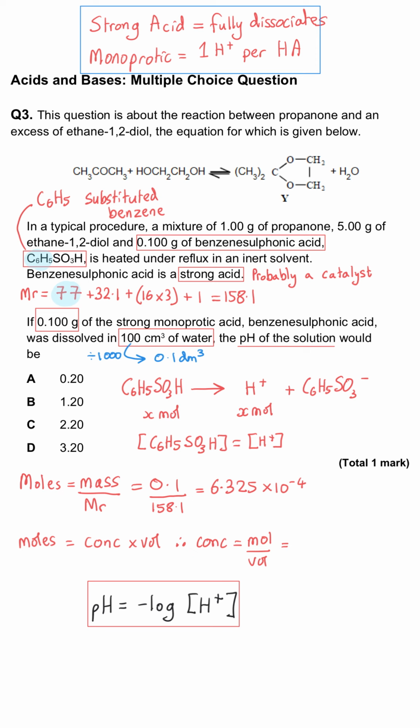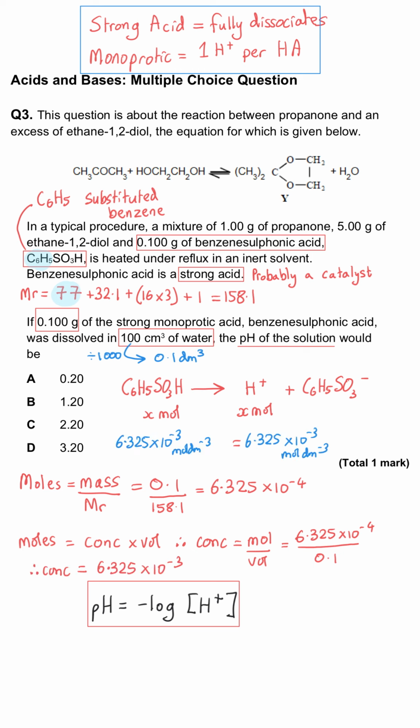So the concentration is 6.325 times 10 to the minus 4 divided by 0.1, which is 6.325 times 10 to the minus 3. That's the benzene sulfonic acid concentration, which will be the same as the hydrogen ion concentration because it is a monoprotic strong acid. So we just need to do negative log of 6.325 times 10 to the minus 3, and that gets us 2.1989 or 2.20 to 2 decimal points, and so C is the correct answer.